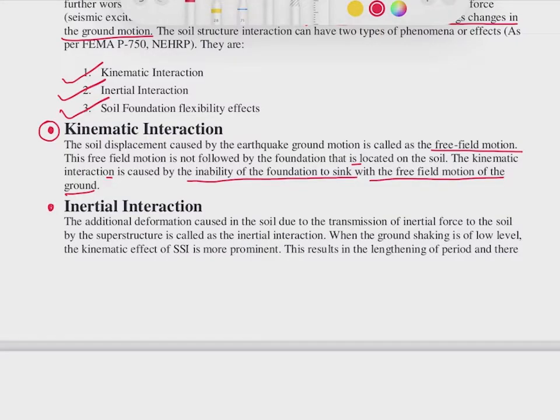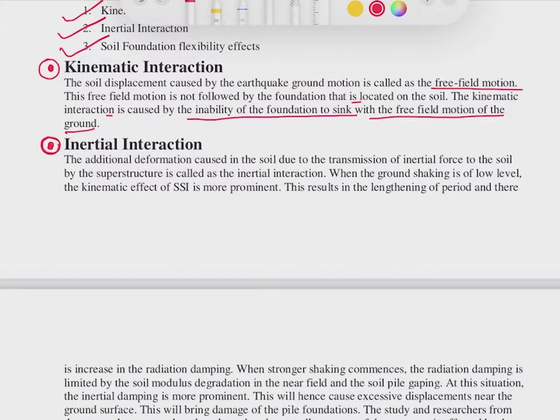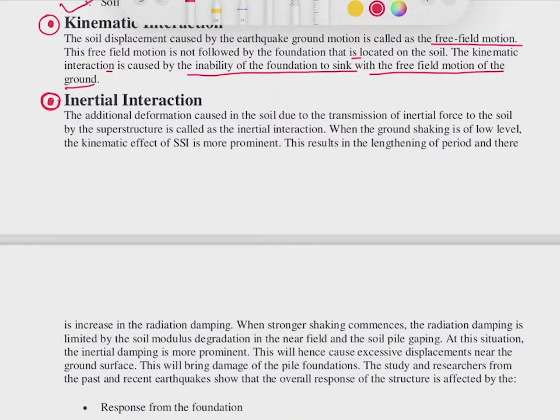Next is the inertial interaction, and under this, the additional deformation which is caused in the soil due to transmission of inertial force to the soil by the superstructure is called the inertial interaction. Means here the deformation which is being caused in the soil is only due to transmission of inertial force, and inertial force is coming from the superstructure to the soil.